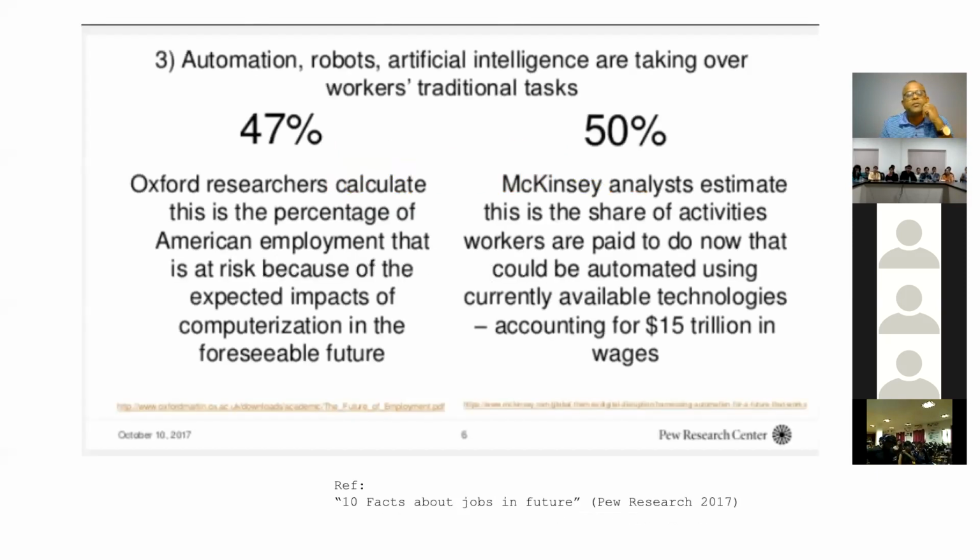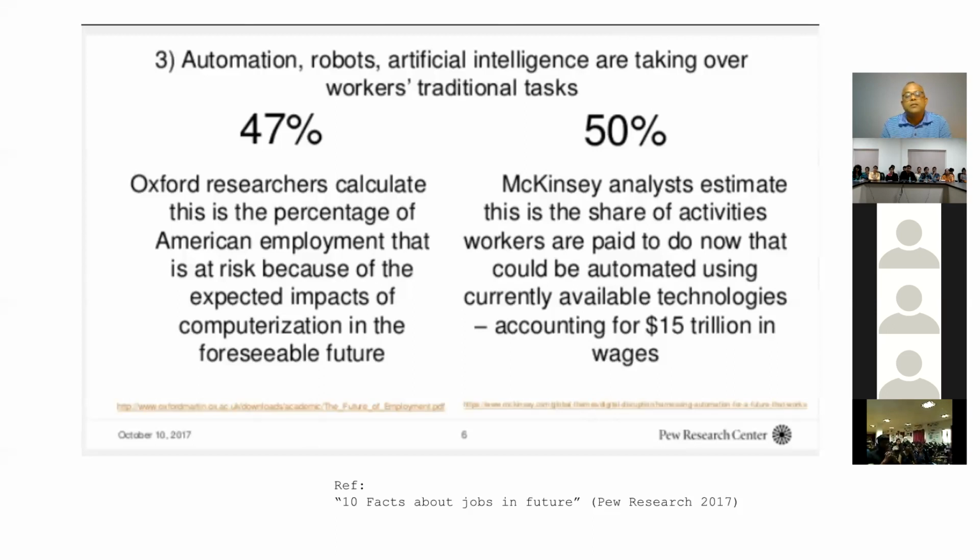This is another interesting piece of research. Automation, robots, and artificial intelligence are taking over workers' traditional jobs. Typically you would think low-skill jobs are taken away or impacted, but in reality, even high-skill jobs are changing in the way they were originally constructed versus how they are constructed today. So, 47%. What is 47%? Oxford researchers calculate this as the percentage of American employment that is at risk because of the expected impacts of computerization.